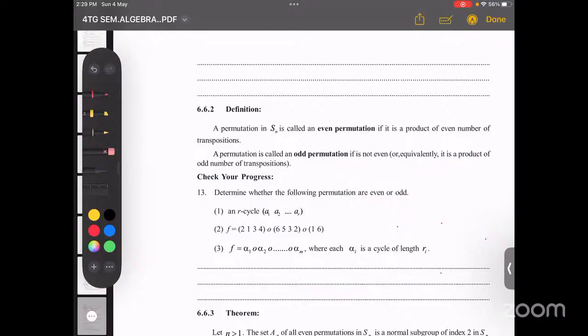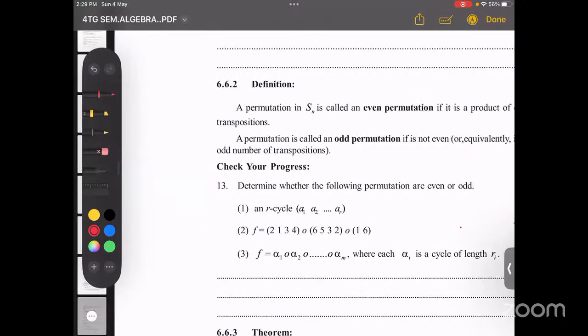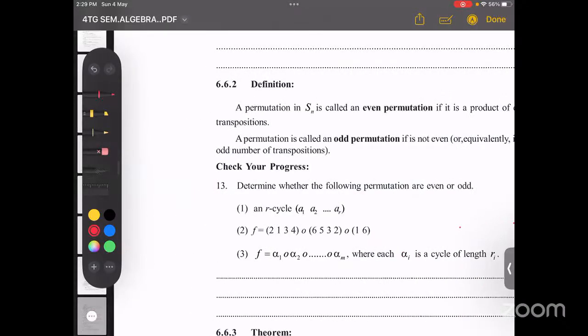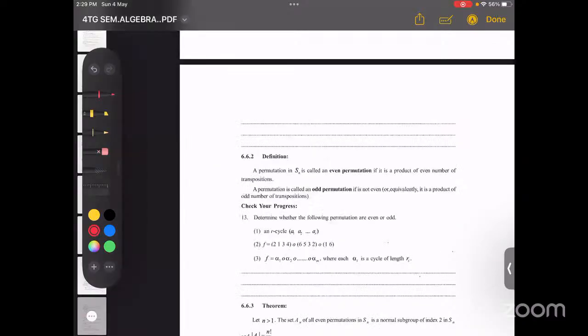You can determine whether the following permutations are even or odd. In Check Your Progress, it is given. You can see an r-cycle (a1, a2, up to ar). So f equals, in disjoint cycles, it is given. You have to write them as permutations and check whether they are odd or even permutations.